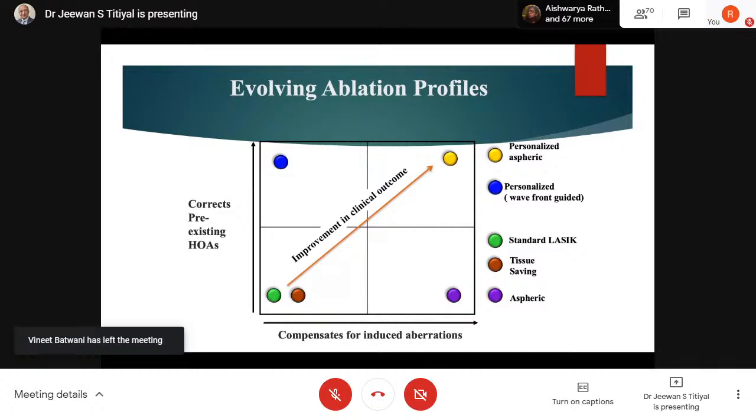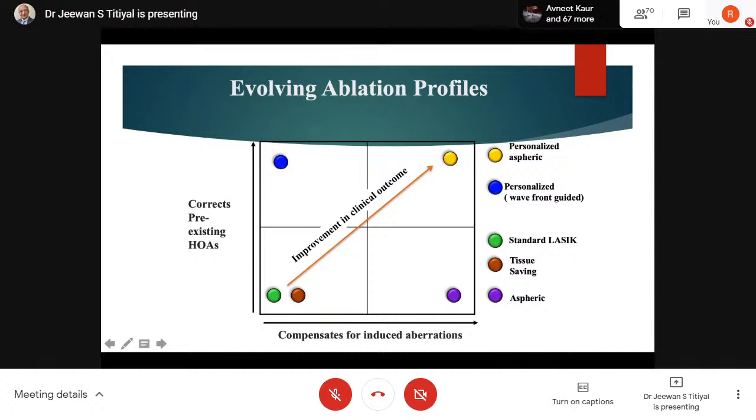So if you see here, we earlier used to have standard LASIK or a tissue saving LASIK. They are no longer used now because they could not correct either of these. But a treatment like personalized wavefront guided is going to correct only the pre-existing higher order aberration. It doesn't take care of induced aberration, which normally happens, that is a spherical error. So wavefront guided does take care of the pre-existing one. Best would be a treatment which combines both of these.